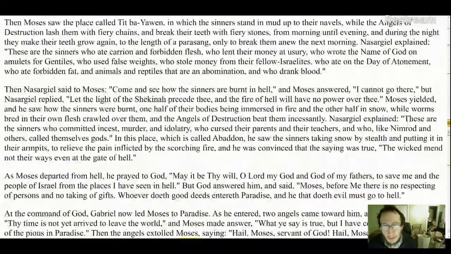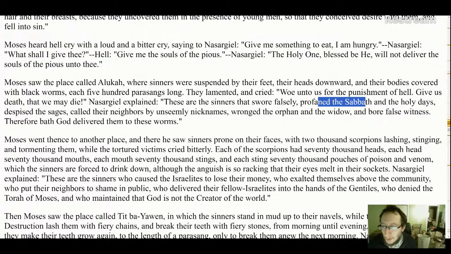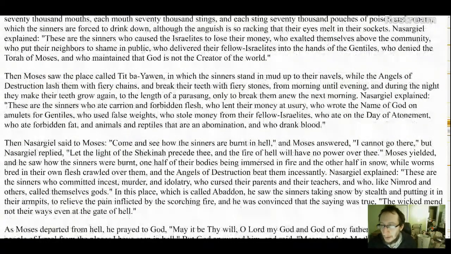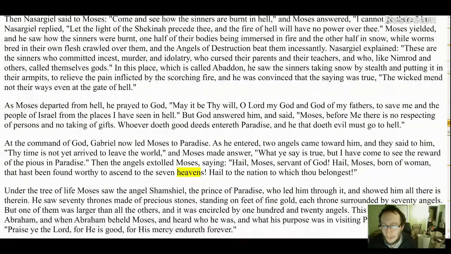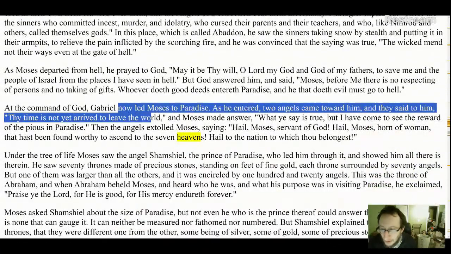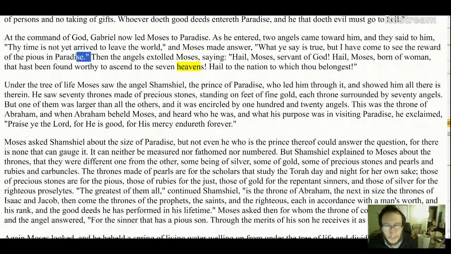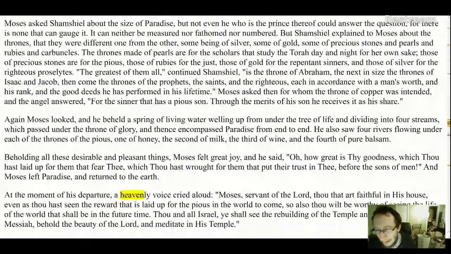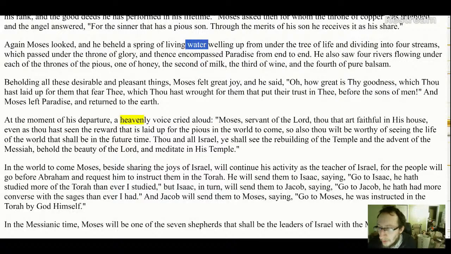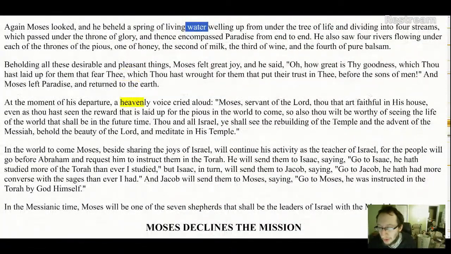And among the punishments is them not keeping the Sabbath, I think. They profane the Sabbath and the holy days. Okay. Now, then he gets shown paradise. So, Shemshael, the prince of paradise. So then he just gets shown paradise. The living water, the spring of living water. So very amazing information there.